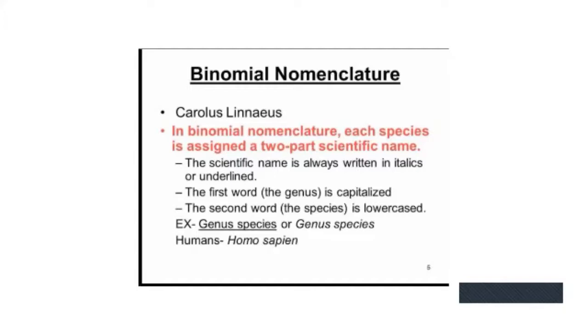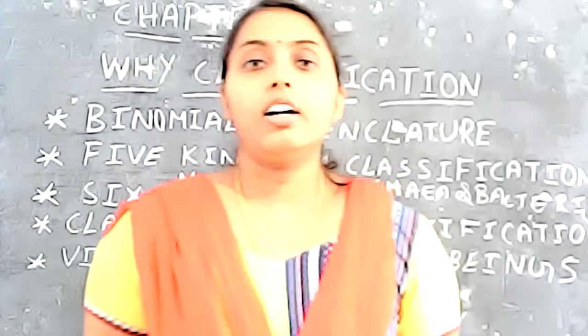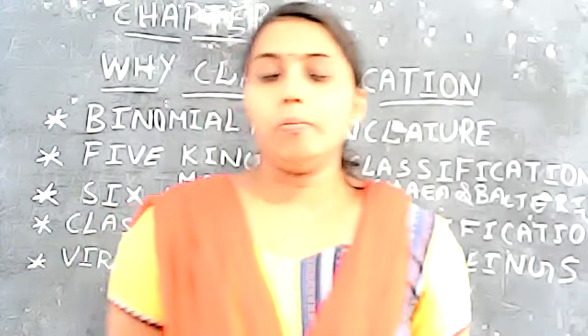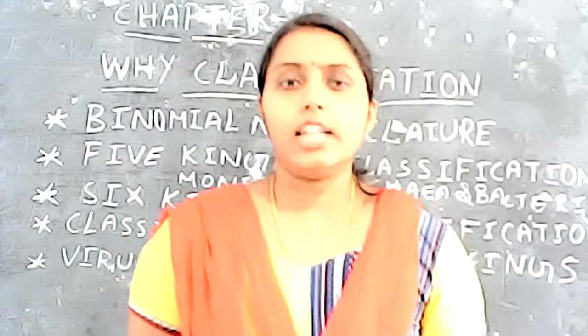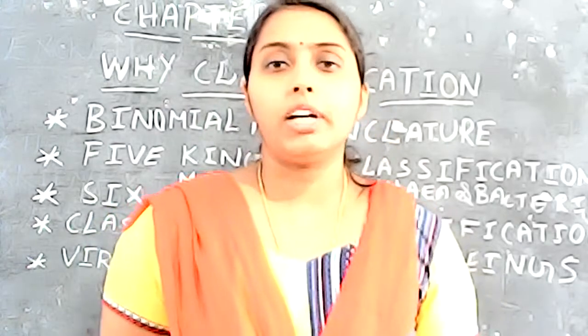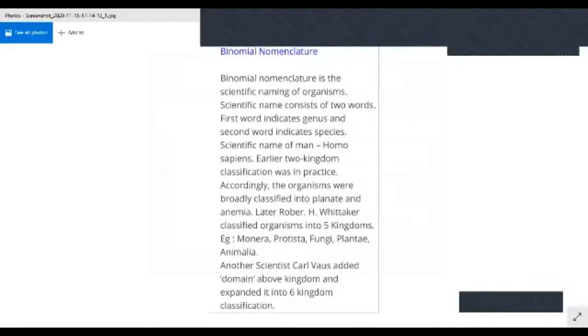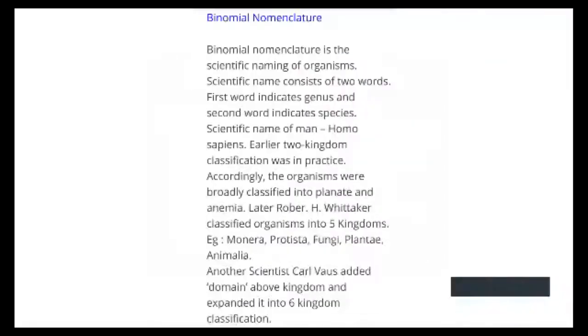And now we can see another explanation about binomial nomenclature, some more detailed points. Here you can see binomial nomenclature is the scientific naming of organisms. A scientific name consists of two words. The first word indicates the genus and the second word indicates the species.